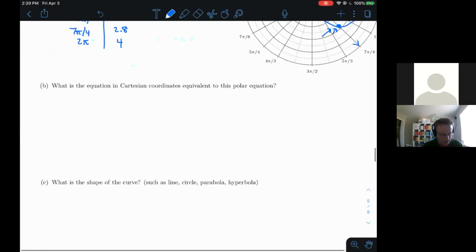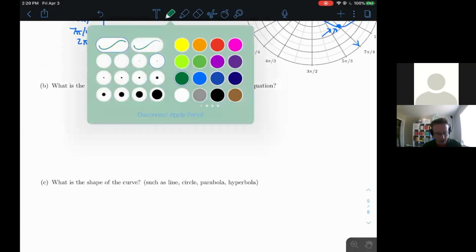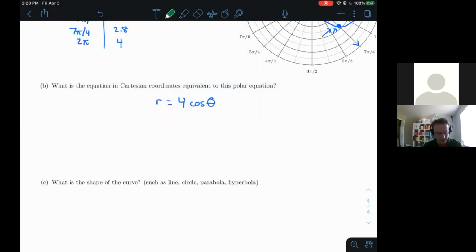Okay, what is the equation in Cartesian coordinates equivalent to this polar equation? Remember, my polar equation was r equals 4 cosine theta. And remember, we had these great exchange rate equations. Let me go ahead and copy them down from the notes that we had there. We had, for instance, that r squared is equal to x squared plus y squared. We also had that r cosine theta is equal to x, and r sine theta is equal to y.